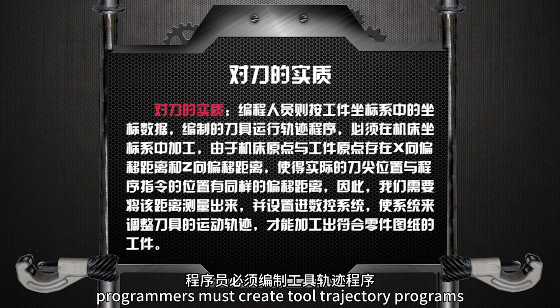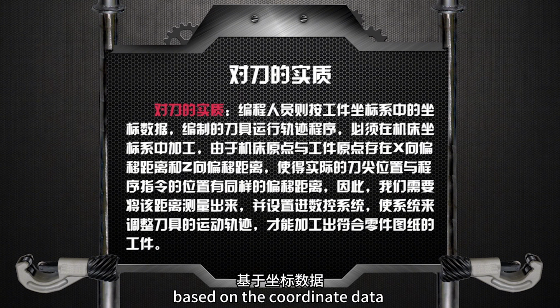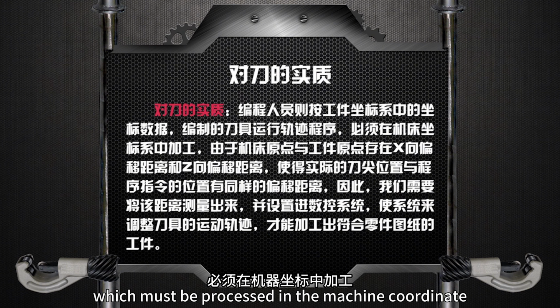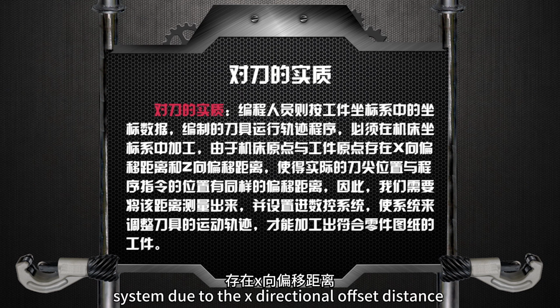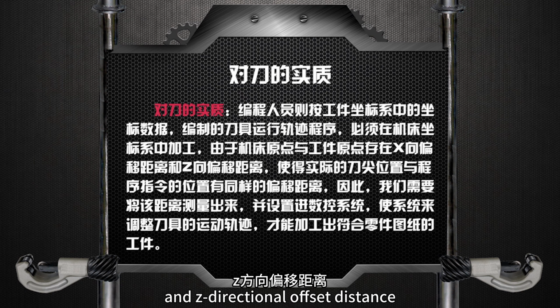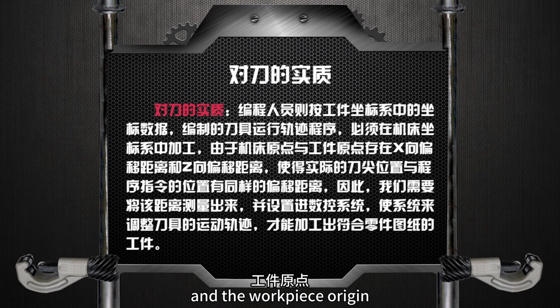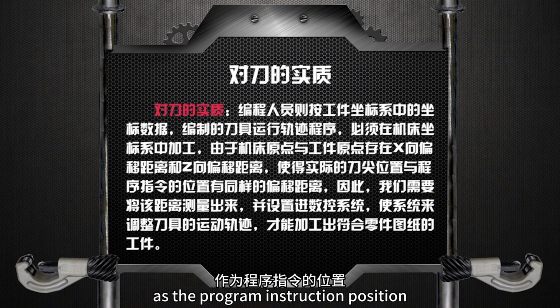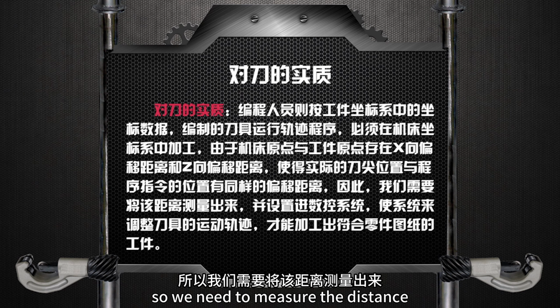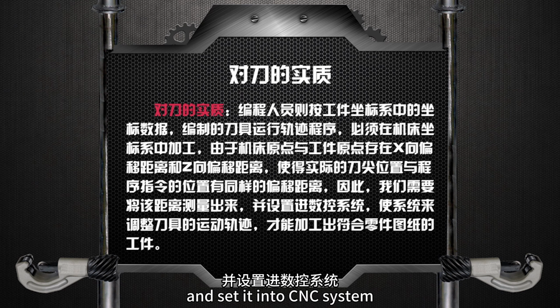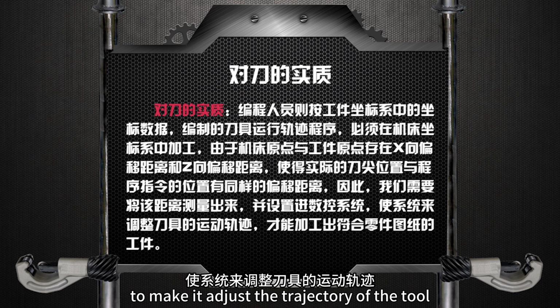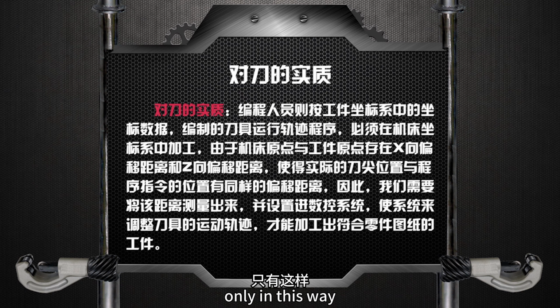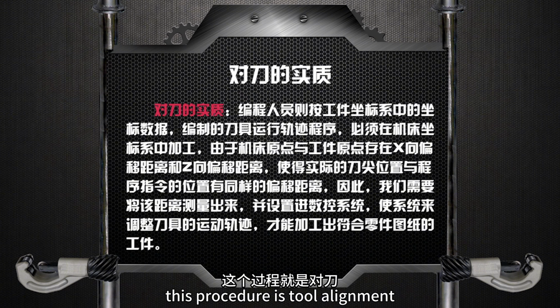Programmers must create tool trajectory programs based on the coordinate data in the workpiece coordinate system, which must be processed in the machine coordinate system. Due to the x directional offset distance and z directional offset distance between the machine tool origin and the workpiece origin, the actual tool tip position has the same offset distance as the program instruction position. So we need to measure the distance and set it into the CNC system to make it adjust the trajectory of the tool. Only in this way can we machine the workpiece according to the part drawing. This procedure is tool alignment.